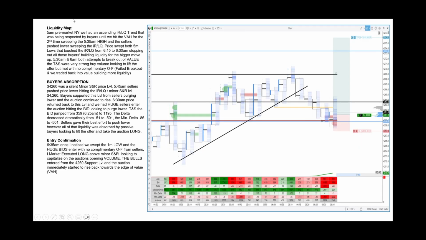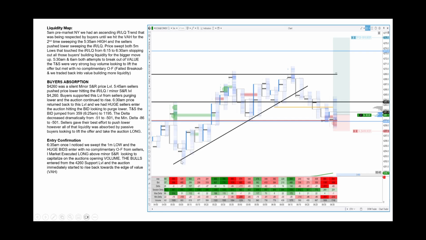So, the liquidity map. At 5 a.m. pre-market NY, we had an ascending internal range liquidity trend that was being respected by buyers until we hit the value area high for the second time, sweeping the 5:35 a.m. high, and the sellers pushed lower, sweeping the internal range liquidity.